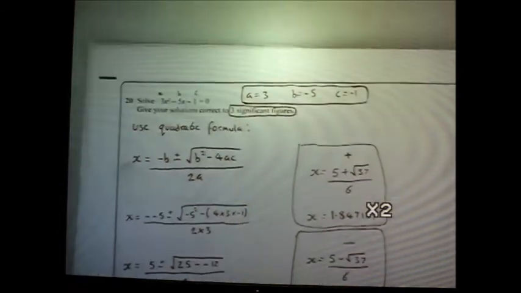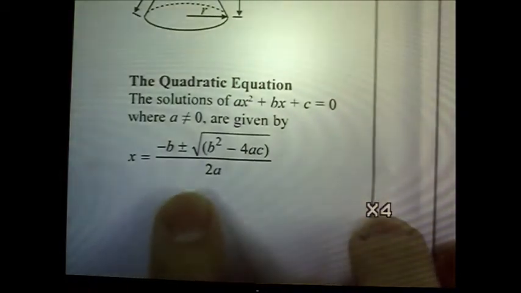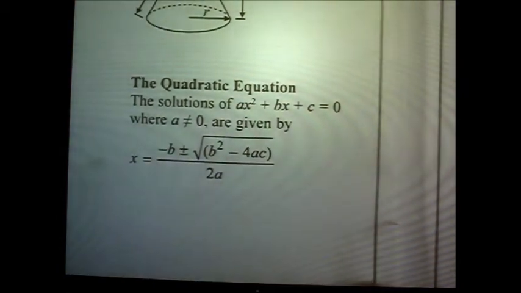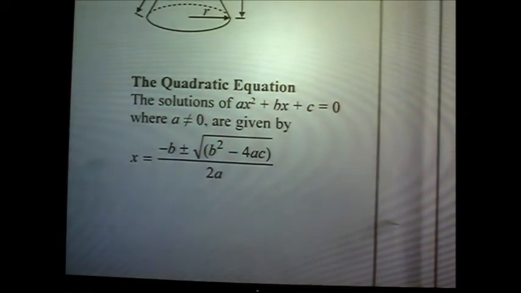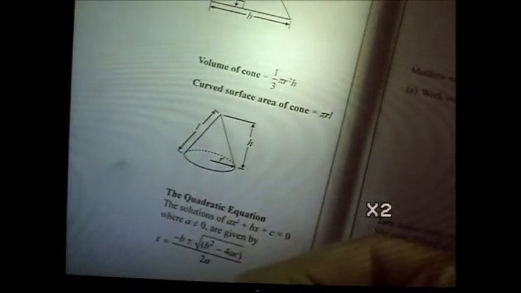I think in 2 years' time, the new spec, they're not going to make you remember it, but for the time being, you've got it. And it is there, and I'll zoom in on it. There you go. So x equals minus b plus or minus the square root of b squared take 4ac, over 2a. That looks really, really complicated, but it's not too bad. It's just a substitution question. So let's go back to it and see what we can do.